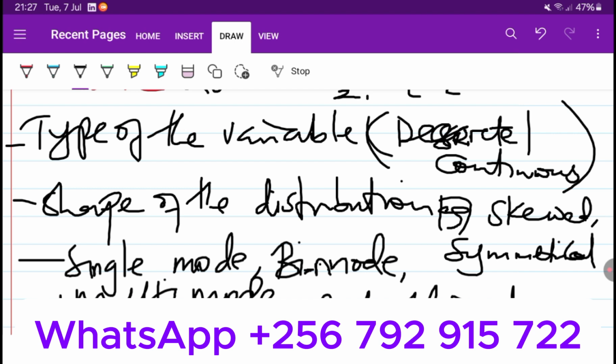But those are some of the things that you can look at that can tell you which method to use, depending on the type of the data or the type of the variables that you have, the shape of the distribution that you have, depending on the mode that you have. Of course, let's look at the advantages and then the disadvantages of each of these three.